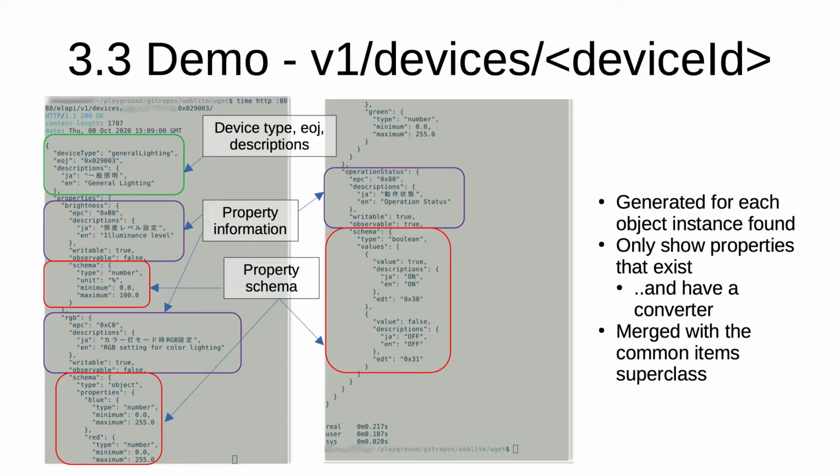The Device ID API endpoint provides the client with information about a device, such as its type and a description. Furthermore, information about properties and their data schema is also presented. This information is generated for each device instance that was discovered, and it contains only information that is both defined in the device descriptions and also present on the device itself. This includes common items that are present in the ECHONET Lite object superclass.